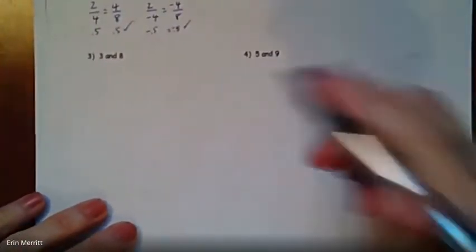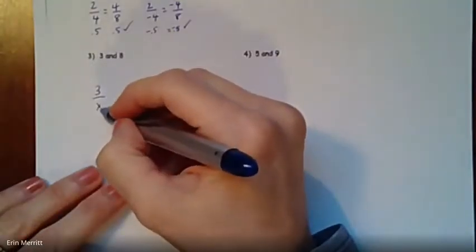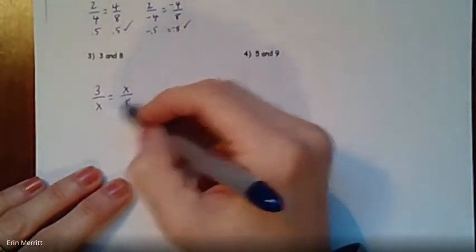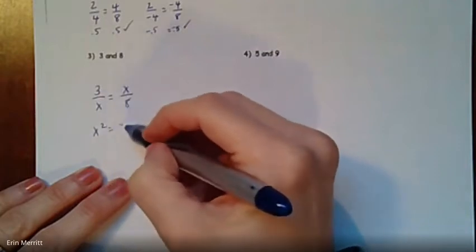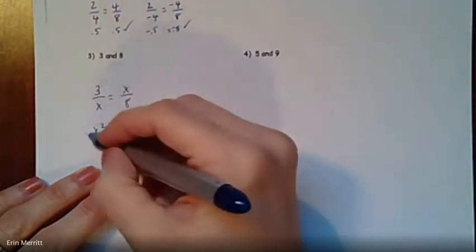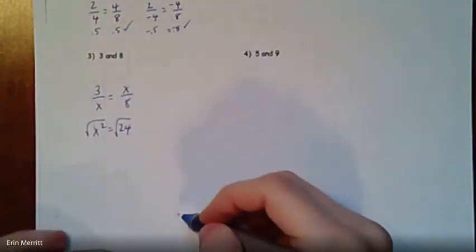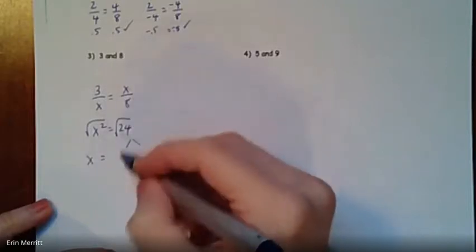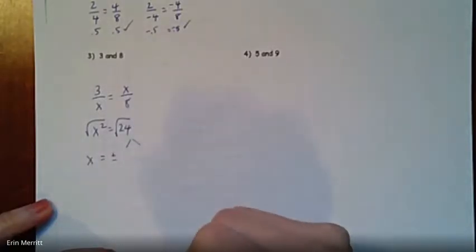They don't always come out that nice and neat. So when you look at one like number 3, if we say 3 is to what number, as that same number would be to 8. Well, here we would still get the x squared, but then when we get 24, it's not a perfect square. So when you go to take the square root, the best you can do is just simplify it. So it's still going to be a plus or minus. You don't want to forget that part.